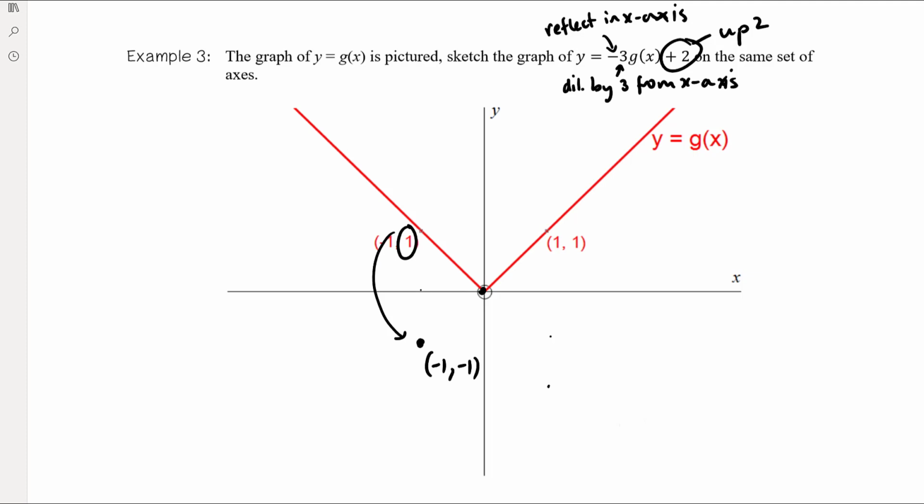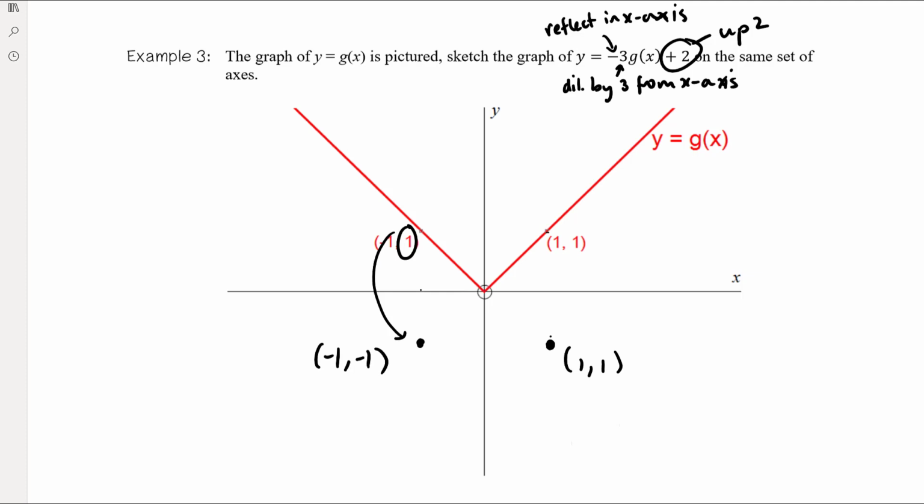This point here, same idea. Reflected in the x-axis comes down to 1, -1. Dilate it by 3 brings it down to 1, -3. Up by 2, it's going to bring it back up to here. So that's going to be at 1, 1. Sorry, I'm just going to move that point over.